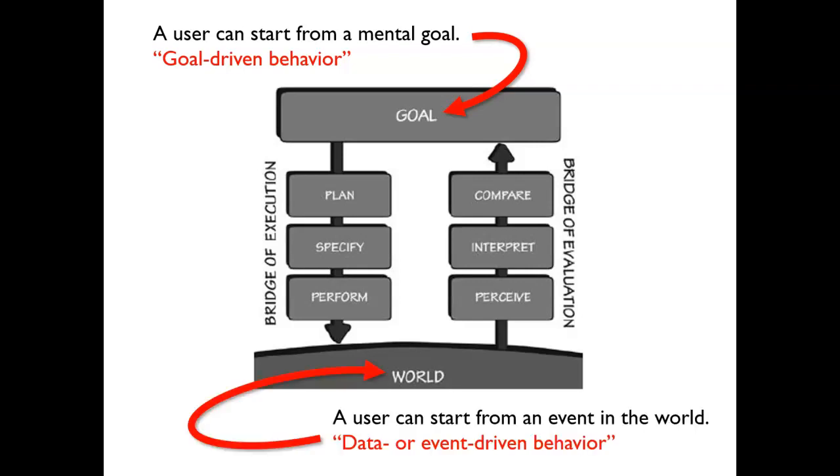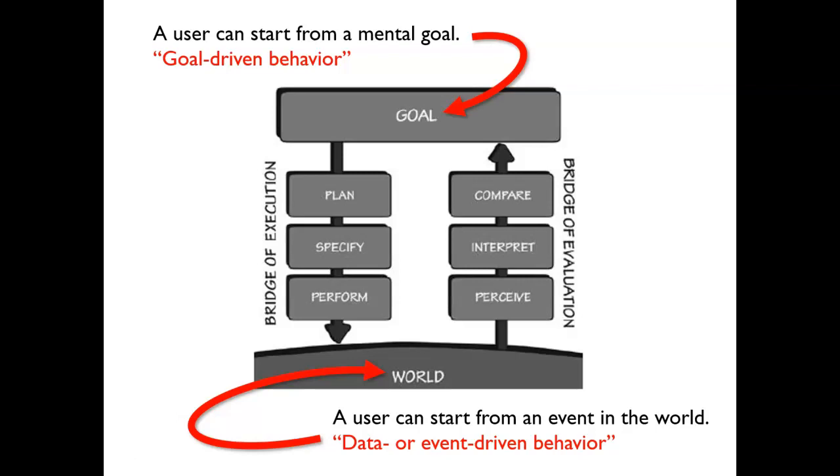We can also start the other way around. We can start from an event in the world, and this is called data or event-driven behavior. So, I'm walking along. I perceive an advertisement. It says, Sepultura is coming to town. I interpret that. Sepultura. Oh, yes, they're coming to town. This is exciting. I compare it to my goal state of, am I there at the concert? No, I'm not. Perhaps I should buy a ticket.